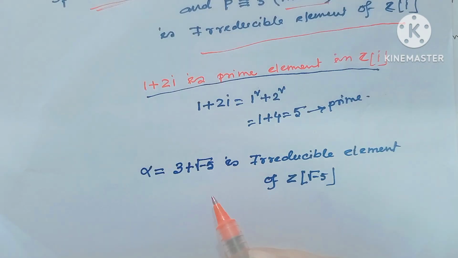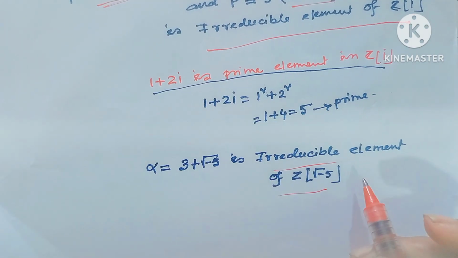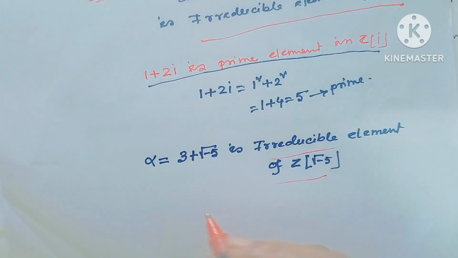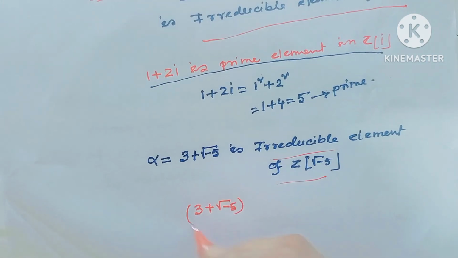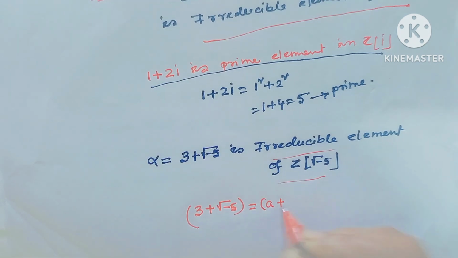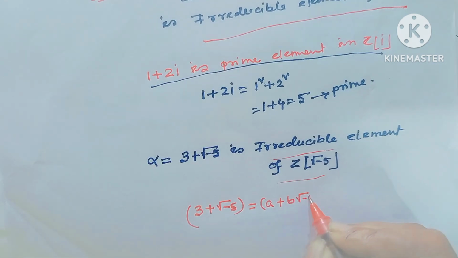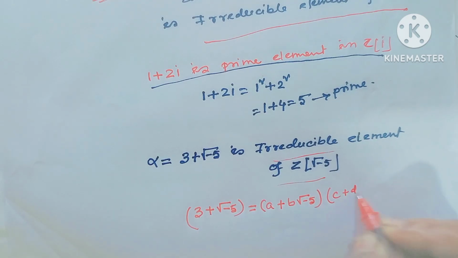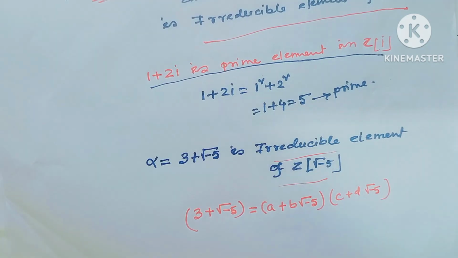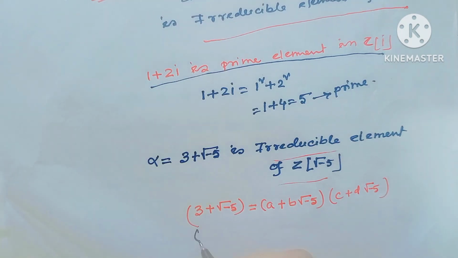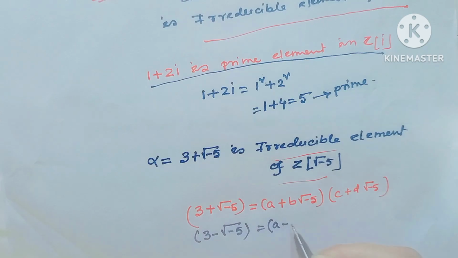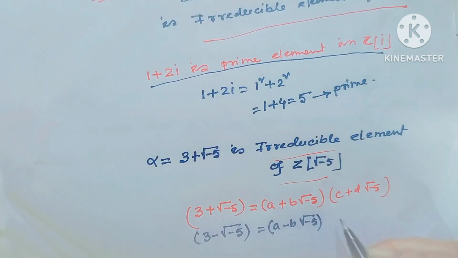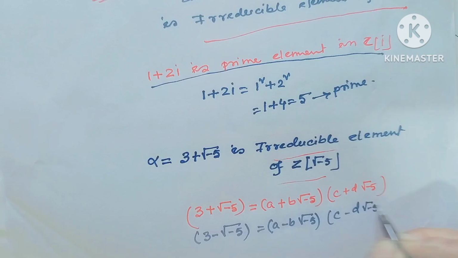Is alpha equal to 3 plus square root of minus 5 an irreducible element of Z[square root of minus 5]? We can write 3 plus square root of minus 5 as a plus b square root of minus 5 times c plus d square root of minus 5. We can also write its conjugate, 3 minus square root of minus 5, as a minus b square root of minus 5 times c minus d square root of minus 5.